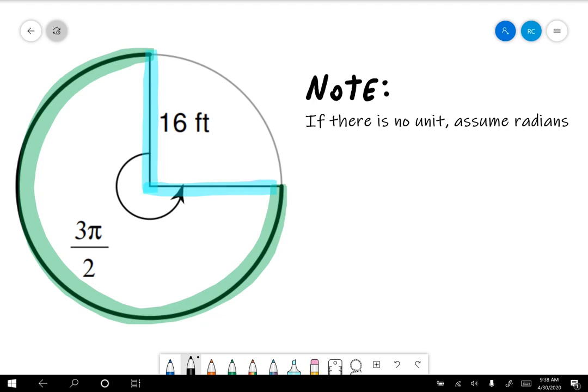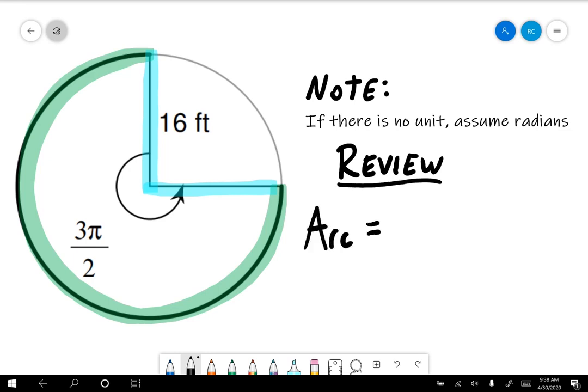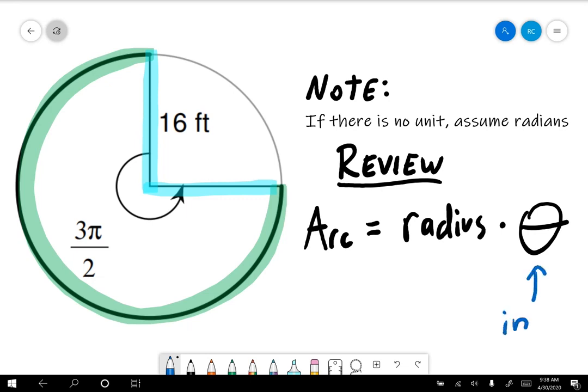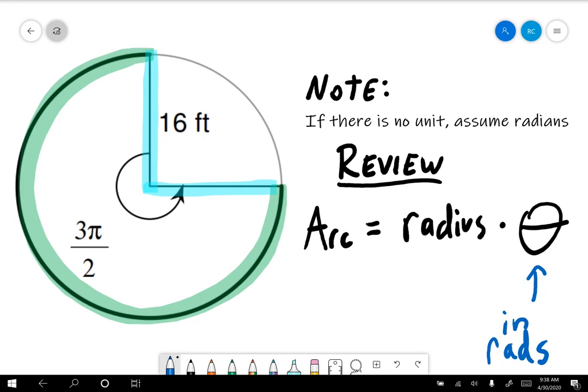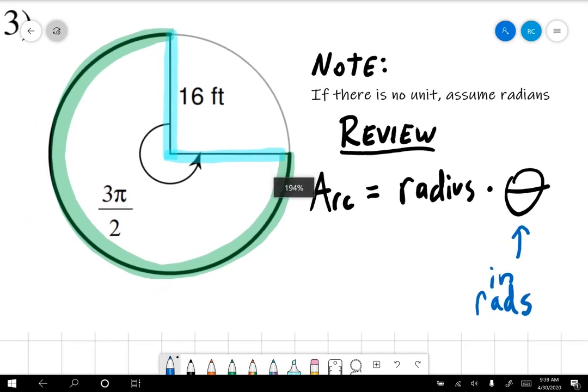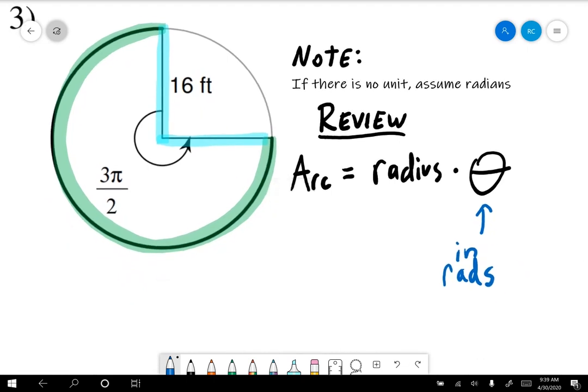Now, here's a quick review. Arc length is the radius times theta when theta is in radians. When theta is in radians, you just have to take the angle and multiply it by the radius, and you're done with the arc length. That's why we set radians to be the size that they are. So we may as well take advantage of that shortcut, because that's what this is for.